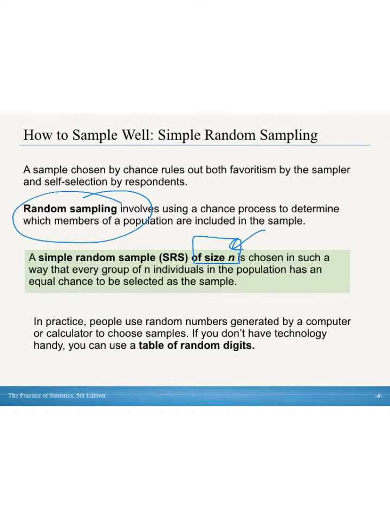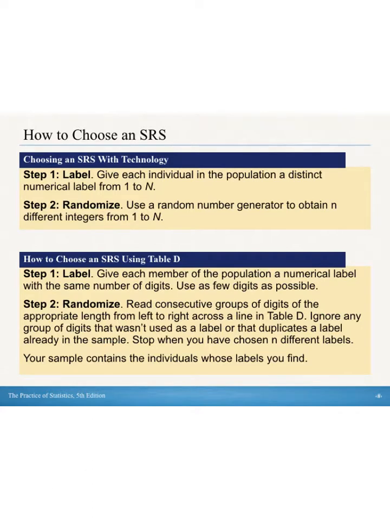Very often, random number generators are used by a computer or a calculator to choose samples, and then we're also going to look at tables of random digits, which is something you need to know how to read, particularly for the AP Stats test, but most people now use computers or calculators. So when we are getting a simple random sample, we're always looking for how many are in our sample, which is lowercase n. And capital N is going to be our number in the population.